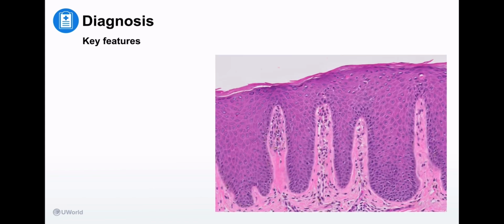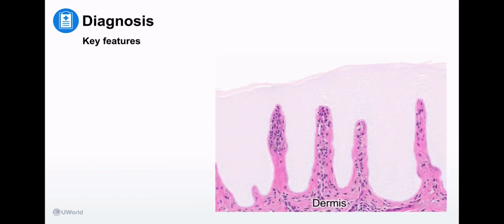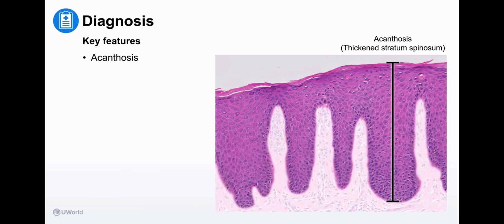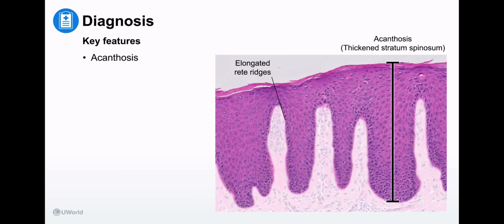Now, let's discuss the key features of psoriasis. Here is a biopsy from a psoriatic plaque. This is the epidermis, and this is the dermis. The first finding is acanthosis, which means that the stratum spinosum is thickened. The epidermal rete ridges appear regularly elongated, like test tubes in a rack. Acanthosis occurs because the keratinocytes are proliferating faster than they can be sloughed from the surface. This is what causes the thick skin lesions to appear.